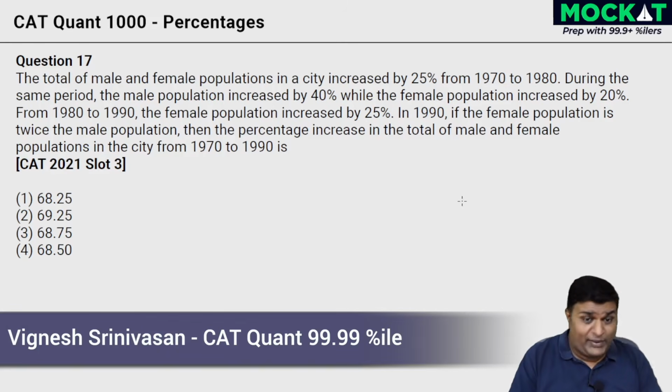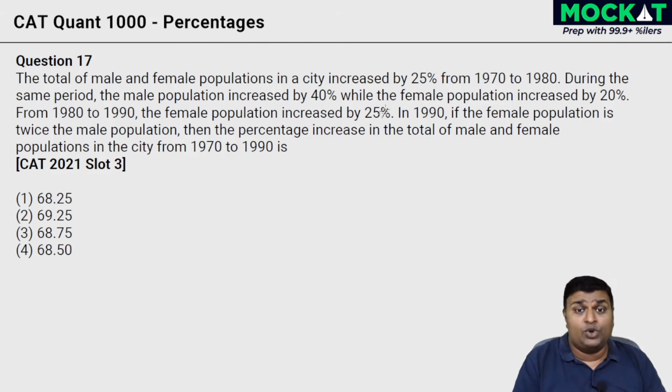Okay, now let's look at question 17, CAT 2021 slot 3 question. The total of male and female populations in a city increased by 25%. Okay, long questions, we got to take notes. The total population went up by 25% from 1970 to 1980. During the same period, that is 70 to 80, the male population increased by 40%, while the female population increased by 20%.